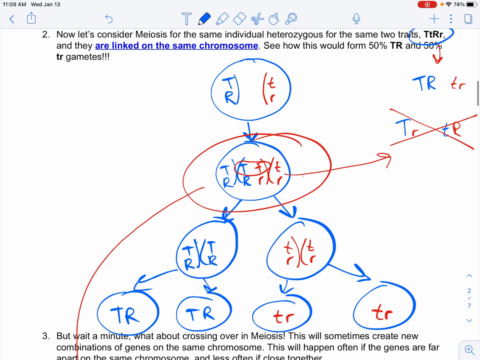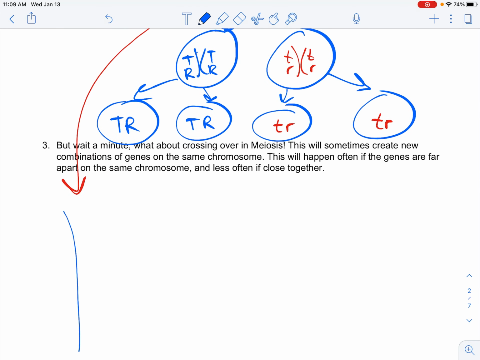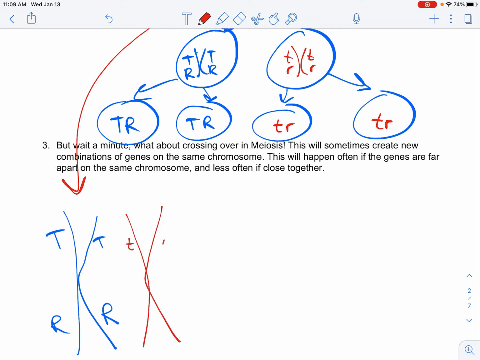I'll show those here. When we have that chromosome, it's the same chromosome, but it's the other parent.